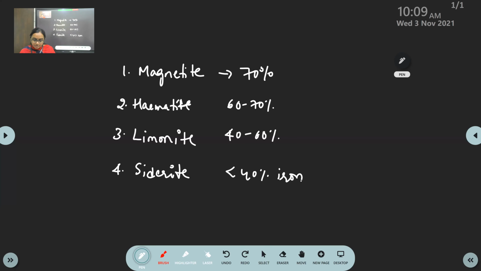It is associated with the Dharwad system of rocks. Which industry is a major consumer of manganese? Iron.